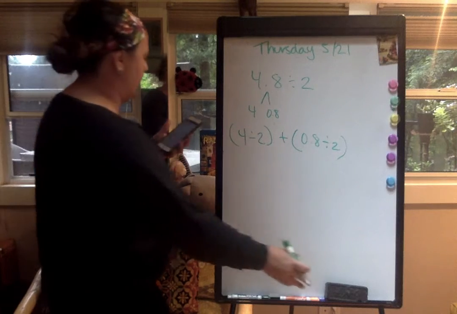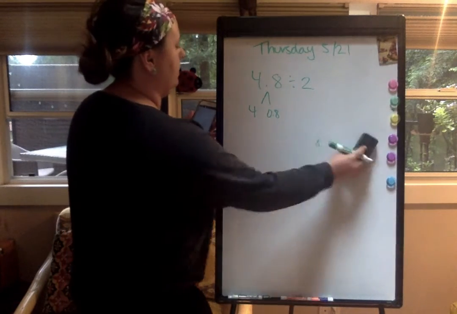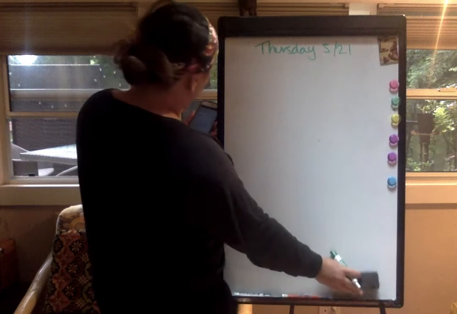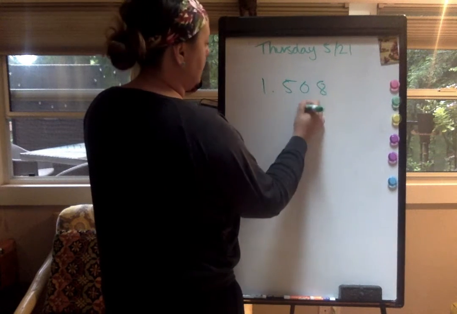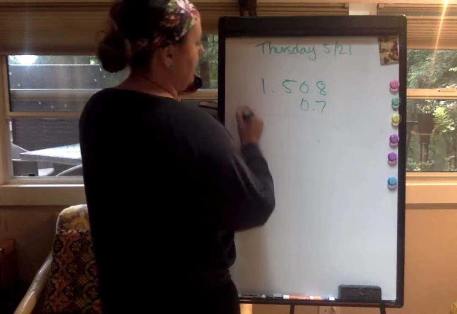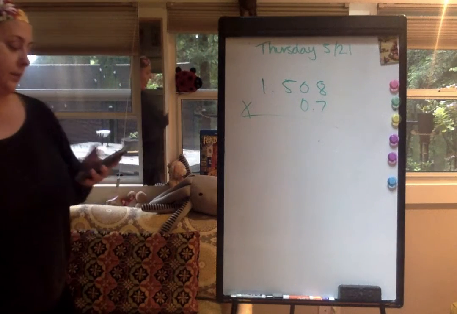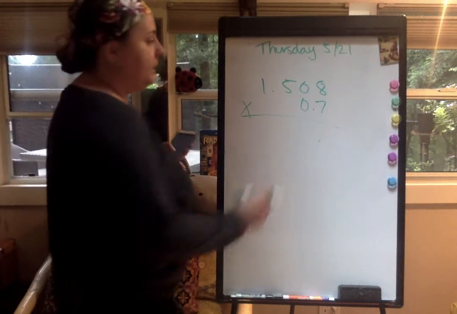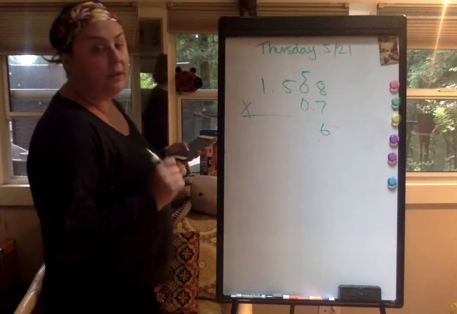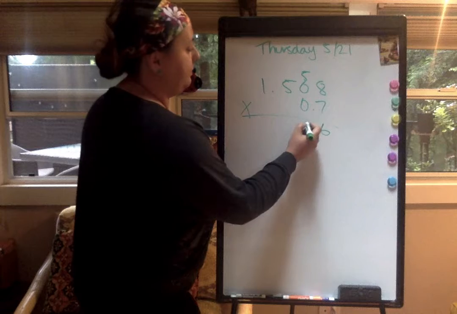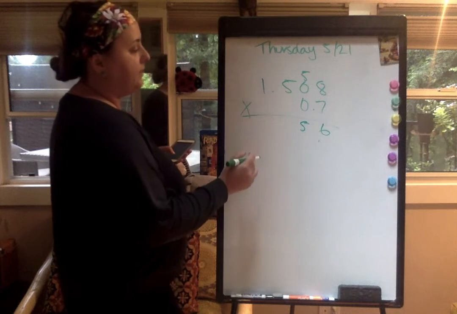All right, find the product of, product means multiply, 1.508 times 0.7. Ignore the decimal points for right now. You don't need to worry about them. 7 times 8 is 56. 7 times 0 is 0 plus 5 is 5. 7 times 5 is 35.